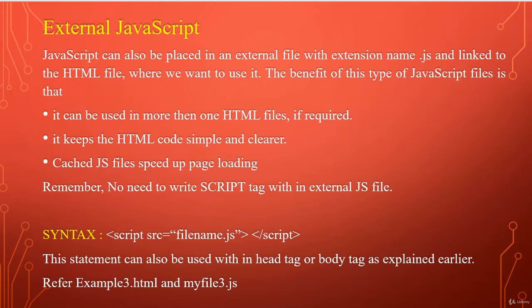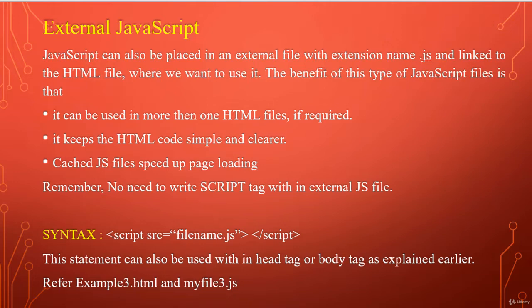JavaScript can also be placed in an external file with extension name .js, and we can link it to the HTML file where we want to use it. The benefit of this type of JavaScript file is that it can be used in more than one HTML file if required.